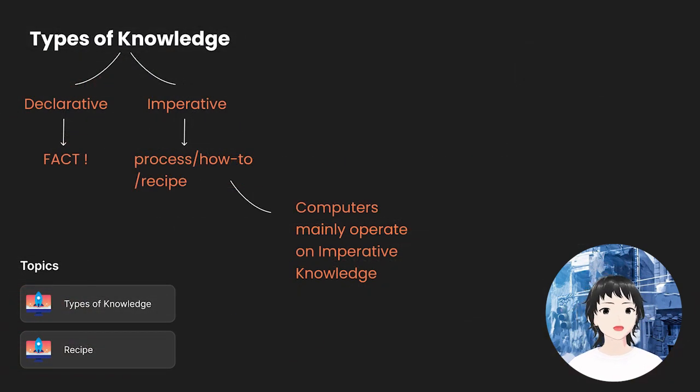But before that, let's look at types of knowledge. There are two types of knowledge, declarative and imperative. Declarative is factual information, which is unchangeable, and imperative is the processes, the how-to or recipes, that we can give to a computer. Computers mainly operate on imperative knowledge.